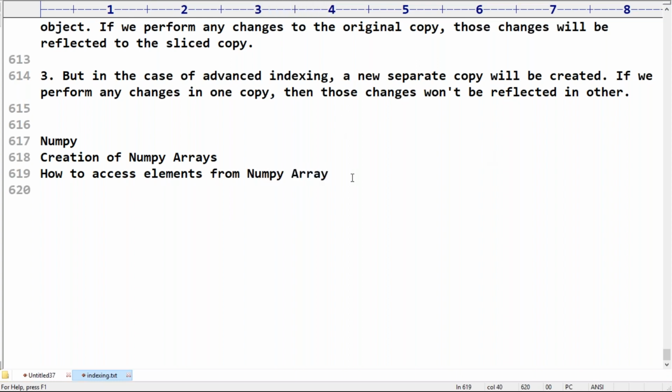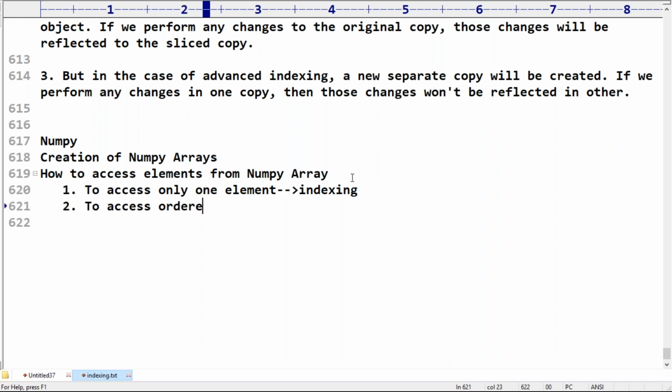If you want to access only one element, what is the way? Directly indexing. To access multiple elements which are in order, we require the slicing concept.